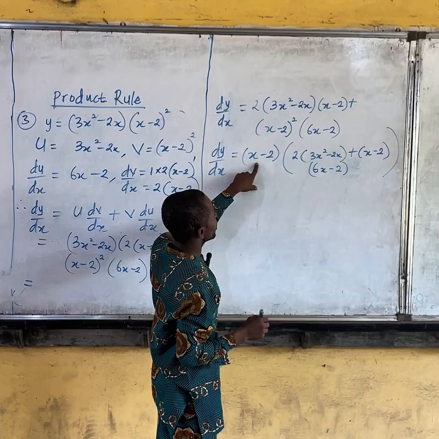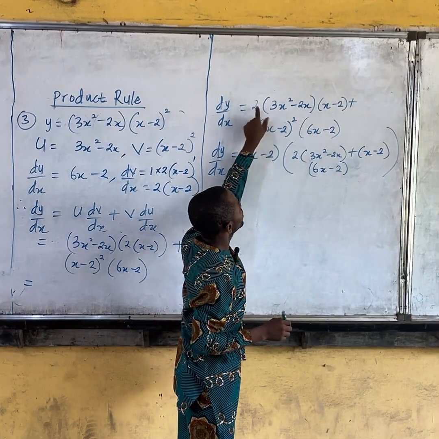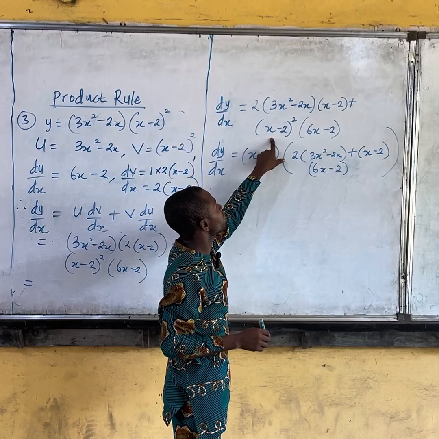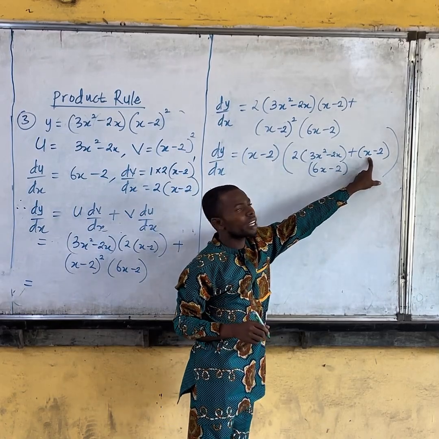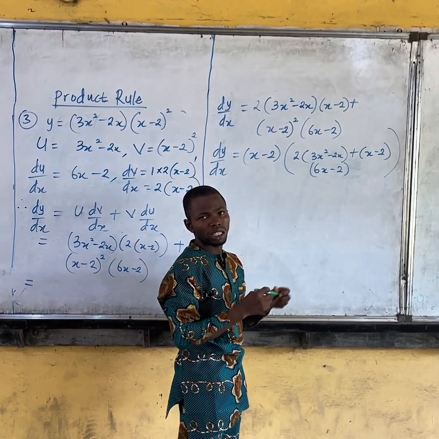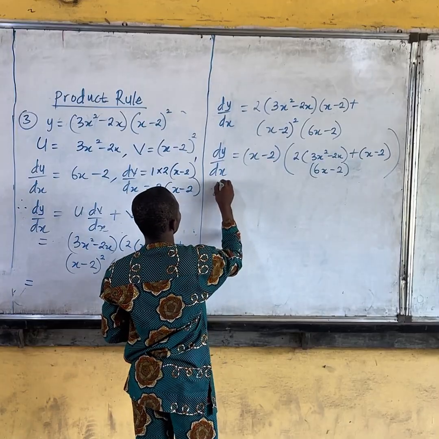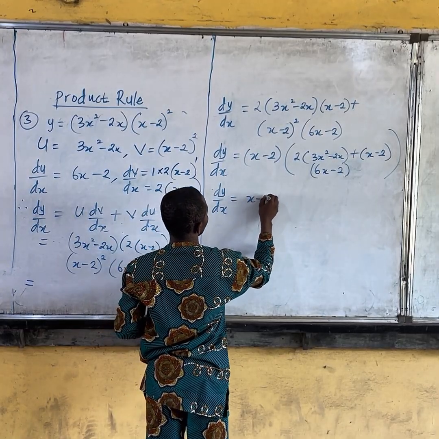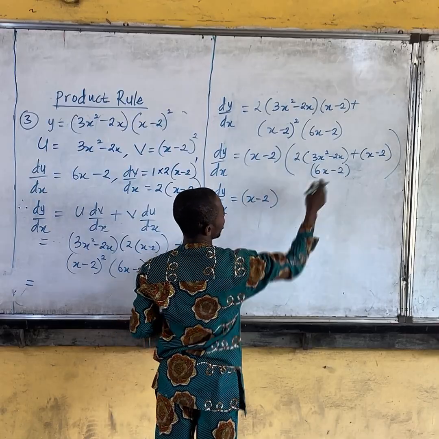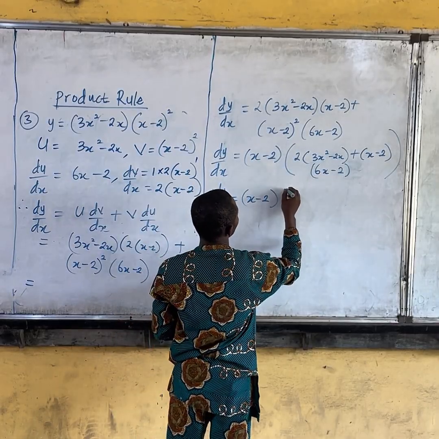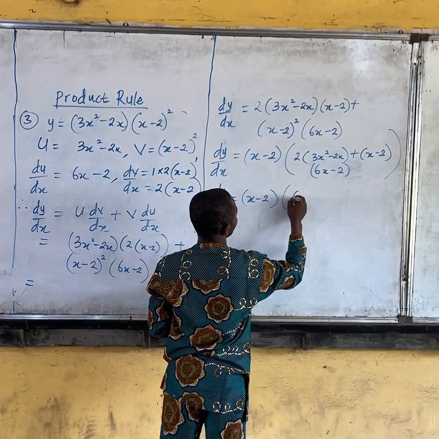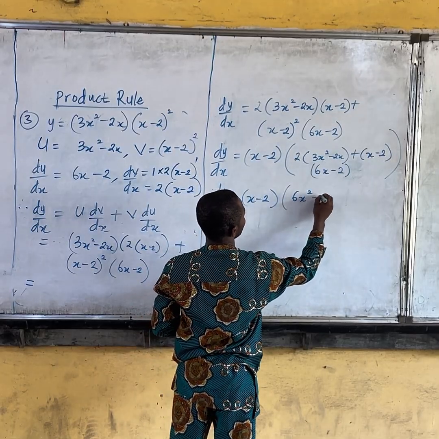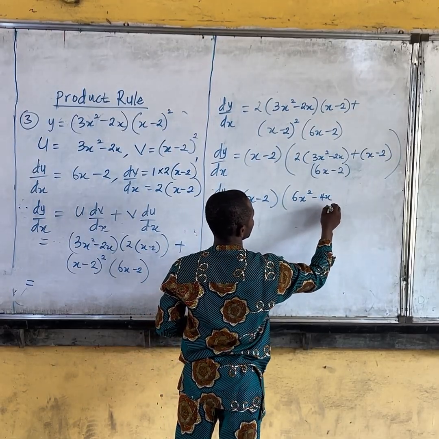I factorize x minus 2 out in this, remaining 2 and this, as you can see. I factorize x minus 2 out here, remaining x minus 2 and 6x minus 2. So which means dy over dx will now be x minus 2. I can open the brackets. It will now be: 2 times that is 6x squared, 2 times minus 2x is minus 4x.